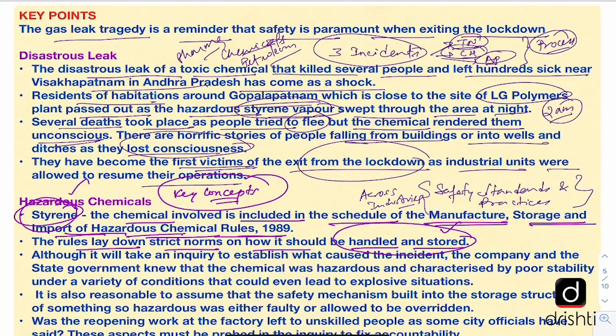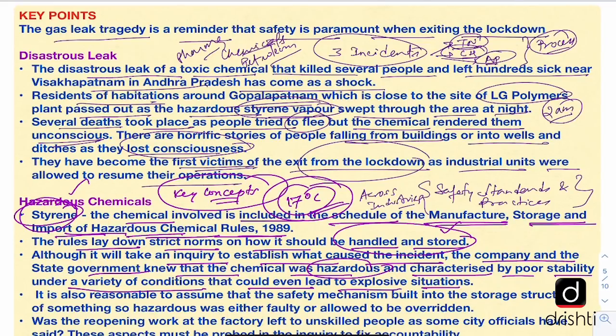Editorial says that it might take an inquiry to establish what caused the incident, but the company and the state government knew that the chemical was hazardous and characterized by poor stability. That means this chemical styrene has to be stored under 17 degrees Celsius temperature and it very easily evaporates. So authorities of the plant as well as the government knew that this chemical was hazardous and characterized by poor stability under a variety of conditions that could even lead to explosive situations. So this was not unknown to the authorities.